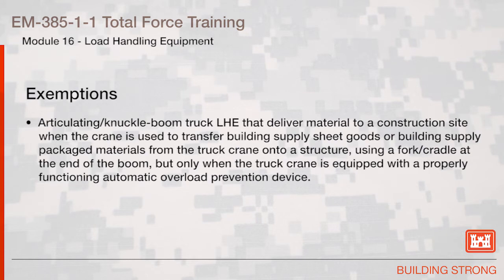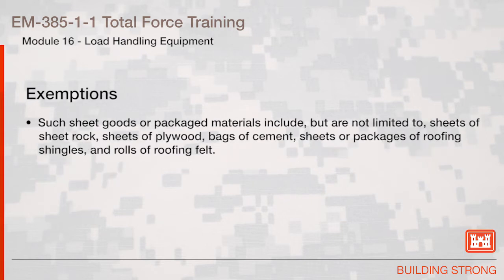Articulating or knuckle boom truck load handling equipment that delivers materials to a construction site when the crane is used to transfer building supply sheet goods or building supply packaged materials from the truck crane onto a structure using a fork or cradle at the end of the boom, but only when the truck crane is equipped with a properly functioning automatic overload prevention device. Also exempt are such sheet goods or packaged materials that include, but are not limited to, sheets of sheetrock, sheets of plywood, bags of cement, sheets or packages of roofing shingles, and rolls of roofing felt.